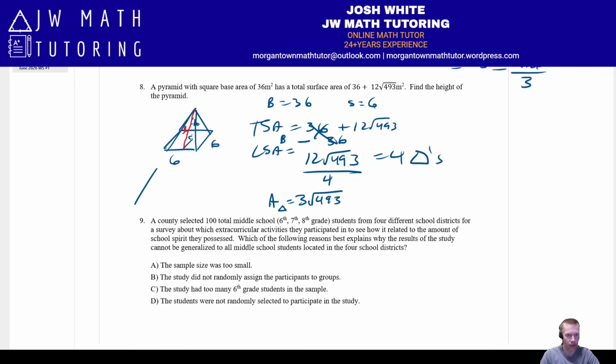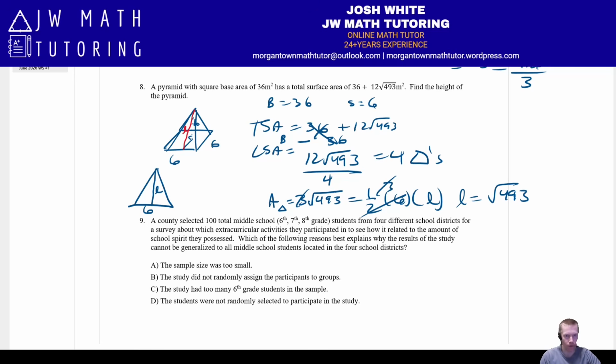Now, a triangular face is going to have a base of 6, and it's going to have a height of L, the slant height. So this is equal to 1/2 times the base, which is 6, times L, the slant height. If you solve this out, 2 goes into 6 3 times, and the 3's cancel, and you get the slant height equal to root 493. If you could do the whole thing in Desmos, it'll just be a decimal that you want to carry through, not the exact value.